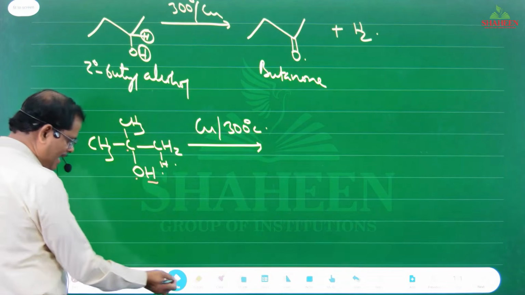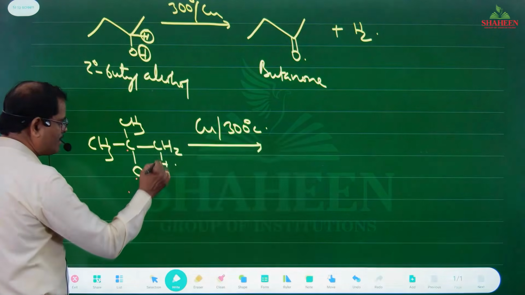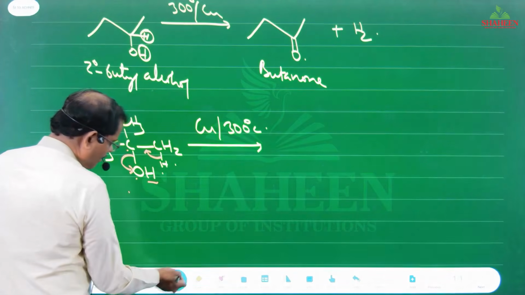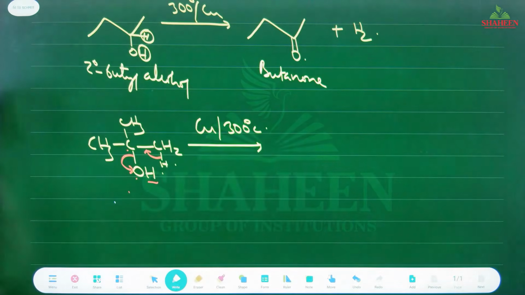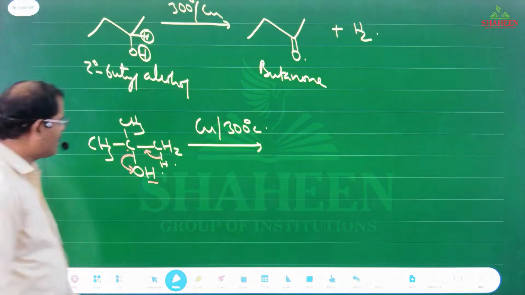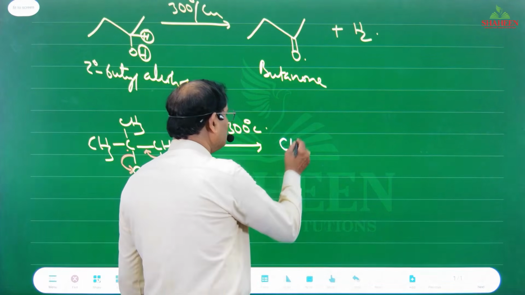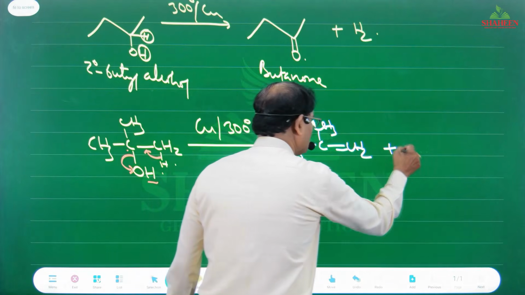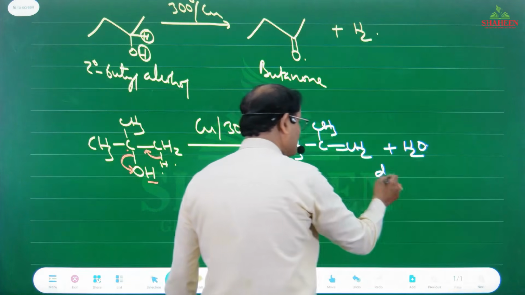And in this way, removal of water can take place. It participates in dehydration. The first reaction is dehydrogenation, removal of hydrogen. Here the reaction is dehydration, removal of water. That is why dehydration plus H2O. Here, dehydration.